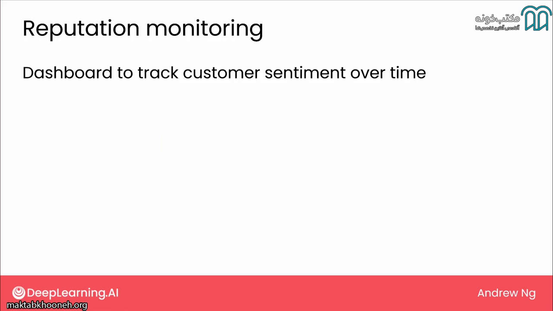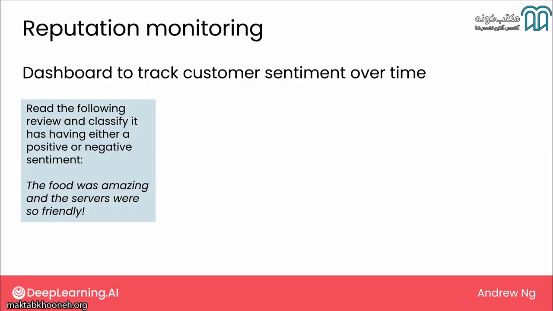to build a dashboard to track your customer sentiment, positive or negative, of your business or your products over time. So, for example, if you run a restaurant and occasionally your customers write online reviews or send you emails describing their experience, you can then use a prompt like this, read the following review and classify it as having positive or negative sentiment, to have it decide automatically if each review was positive or negative.